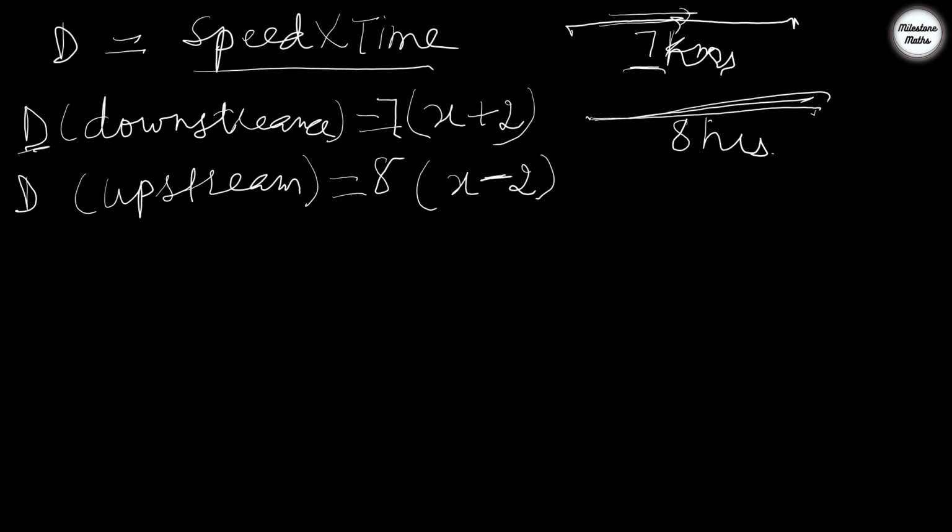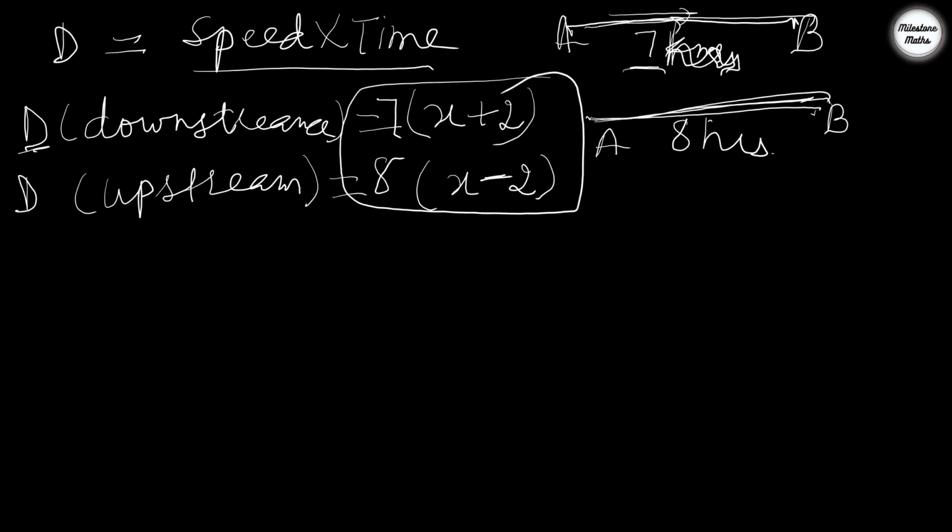Now distance is same, right? They are covering the same distance from A point to B point. When it is downstream, they are covering it in 7 hours. But when it is upstream, they are covering it in 8 hours. Right, so we will now equate both the distances because distance is same. So once you equate it, 7 into x plus 2 is equal to 8 into x minus 2. Now we have got the algebraic equation.